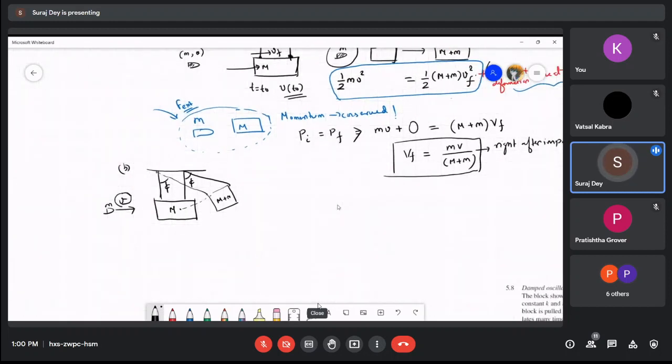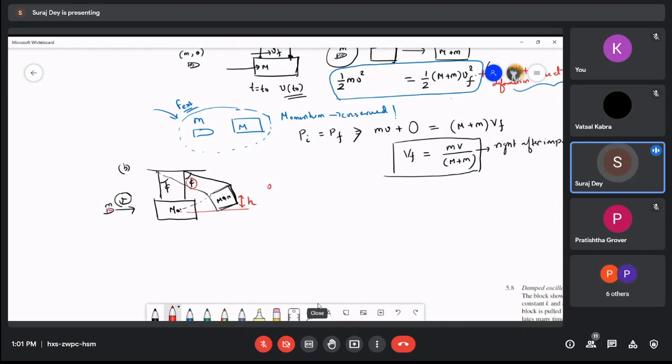So let's say this is the maximum possible height that this block goes to. If this was the center, then the maximum possible height will be this. So let's say this is the height till which this combined system rises. You measure this angle phi, and you want to know what the initial velocity of the bullet was. So how can you do that?